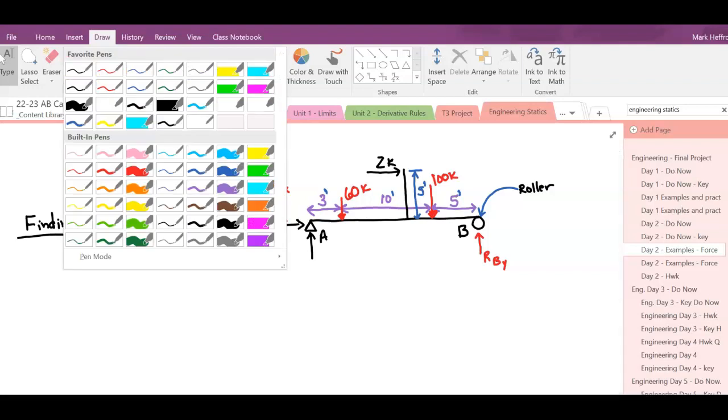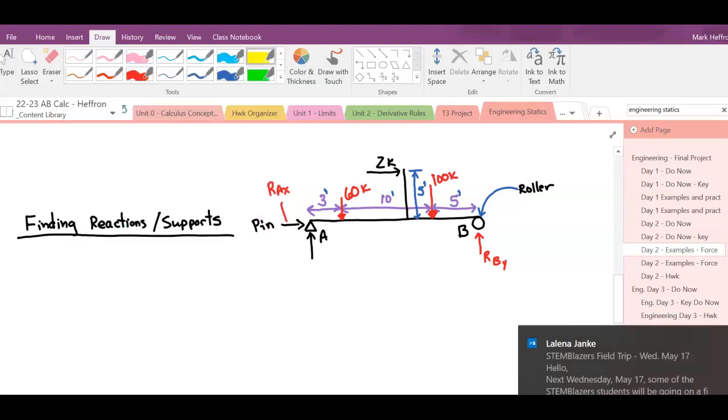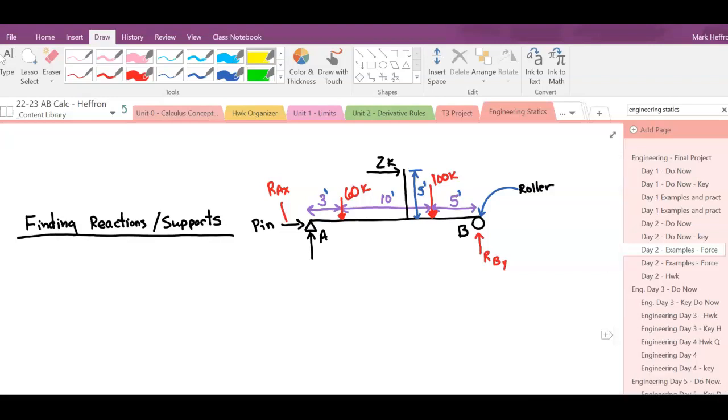So in this question, we've been asked to find the reactions, the supports. The reactions are at this roller. There's only one because the roller only supports vertical force. And then at the pin, there is a force in the X and a force in the Y. So we'll call this RAX and we'll call this RAY.